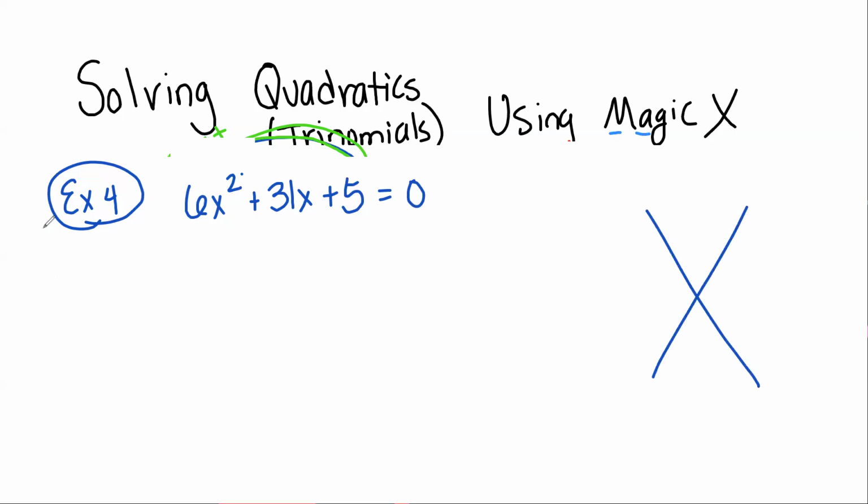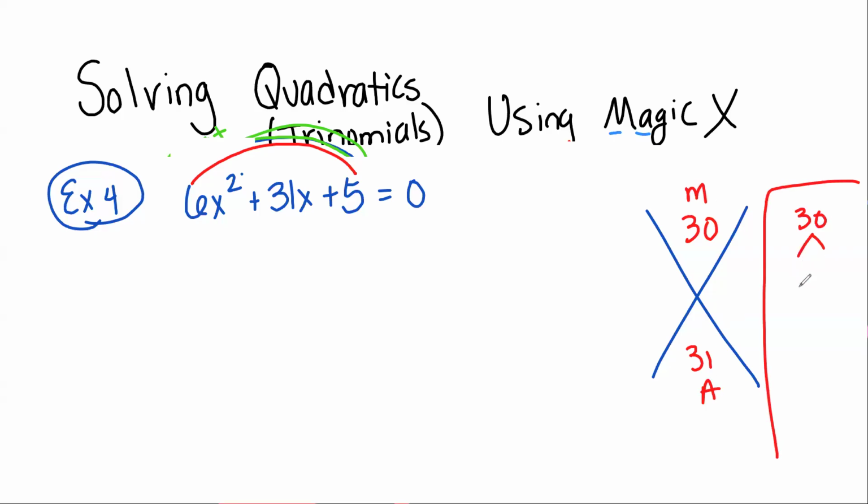There's no GCF, so we just go right to the magic X. First times last, that would be 30. And the middle number is 31. Multiply here, add here. Okay, what gives us 30? Well, 1 times 30, 2 times 15, 3 times 10, 5 times 6. This one will add to 31.